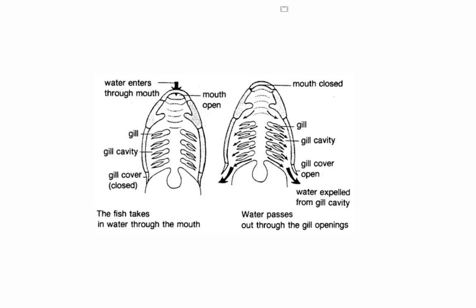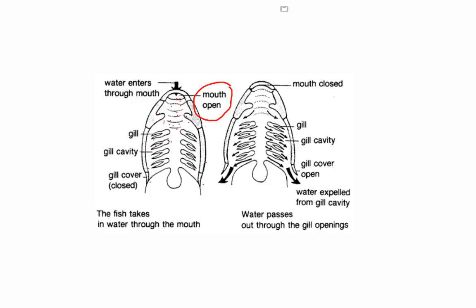This drawing here is quite explanatory. What happens is water comes in, the fish opens the mouth. Once the fish opens the mouth, the water will enter through the mouth. The gill cover will remain closed so that the water that comes in does not go out. So once water enters the mouth, the water stays here within the mouth cavity. From there, as much more water is entering within the mouth cavity, it gets to the gill system.